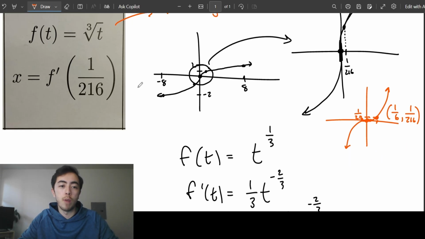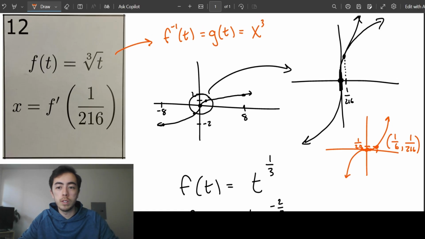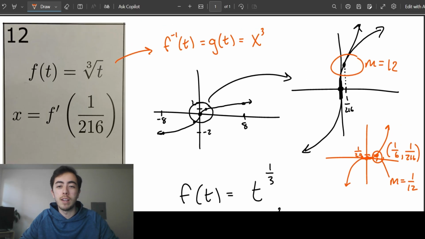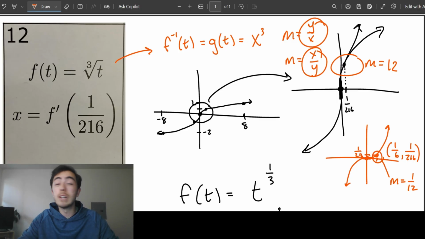And inverses have this fun property where their slopes are reciprocals of each other. And so we just learned that the slope here is 12. And so if we seek out this slope right here, we should get a 1/12. This kind of comes from the fact that slope is just rise over run, y over x. And then inverse functions swap our inputs and our outputs. And so if we swapped x and y, we're just going to get x over y instead of y over x. And so this shows me that the slopes of inverse functions are going to be reciprocals of each other.